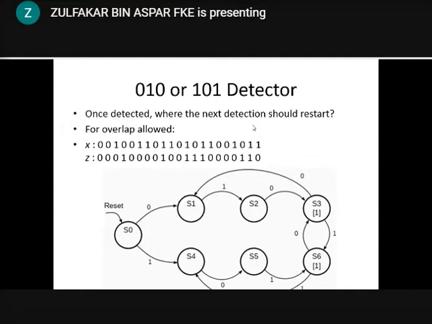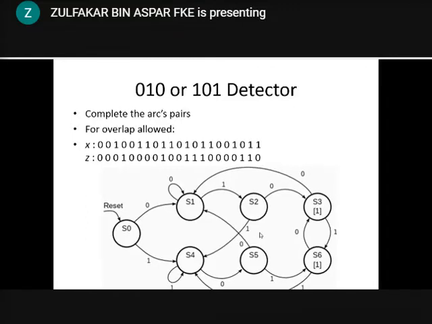So the last step is to complete all the state arcs. They should be in pairs. S0 is already in a pair, no problem. S1 and S2 are not a complete pair yet. S4 and S5 are also not complete pairs yet. That's how the completed pairs should look.